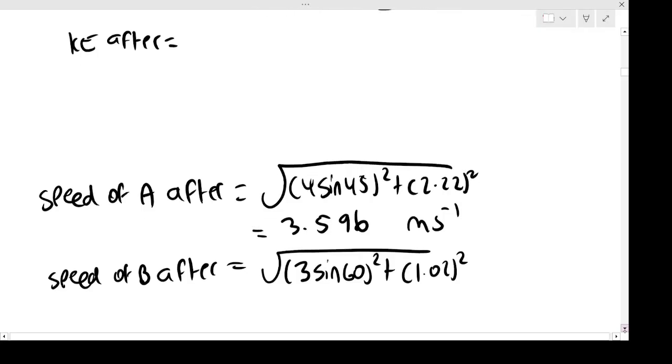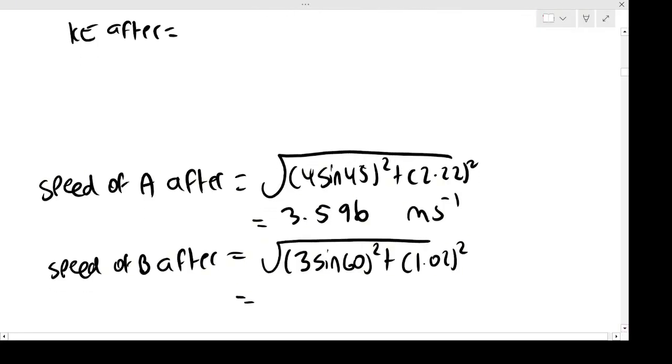If I work that out, I get 2.791 meters per second there. Okay, so hopefully happy with that.